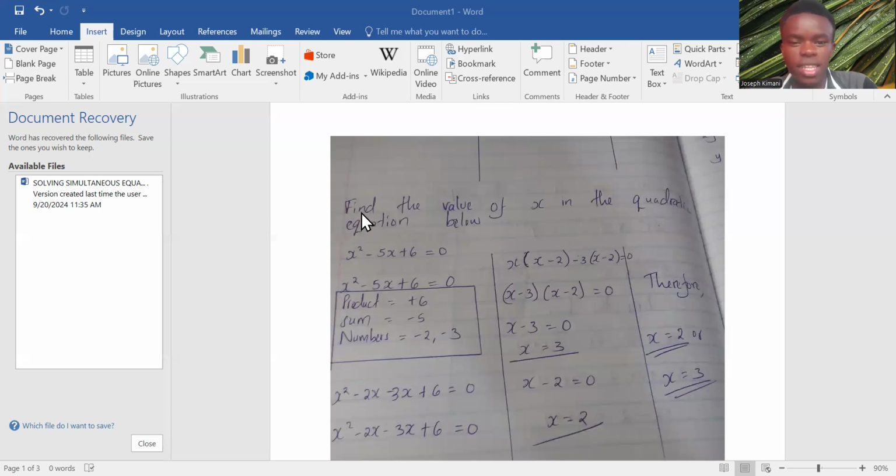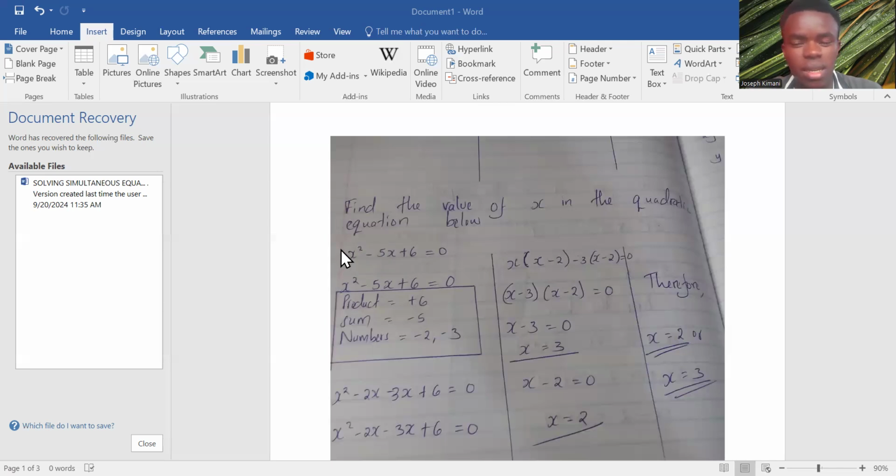I've been given: find the value of x in the quadratic equation below. So first of all, even if you aren't told that this is a quadratic equation, how do you know that this is a quadratic equation? Now, a quadratic equation is always in the form of ax squared plus bx plus c equals 0. If you see this one here, we have x squared, and in the second value you have an x, and in the third value you have a number, a value. So it doesn't have to be x all the time. It can be b squared minus 5b plus 6 equals 0, something like that.